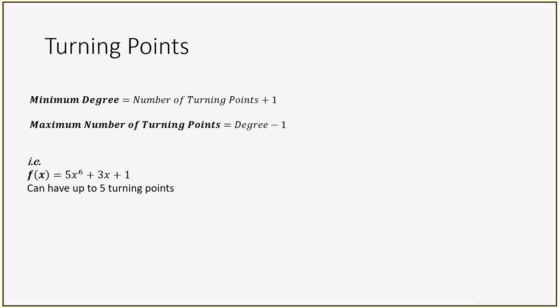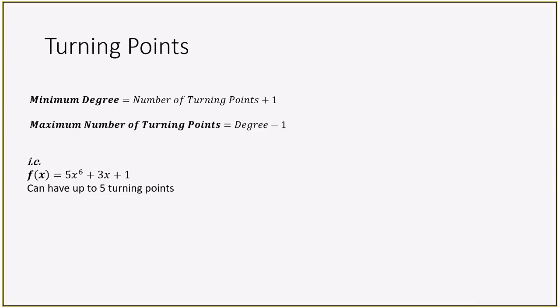To see that in practice, if I'm just giving you a function, f of x equals x to the 6th plus 3x plus 1, well, the degree is 6. And so if the degree is 6, I can have up to 5 turning points. Using the second property, degree minus 1 gives me my maximum turning points.